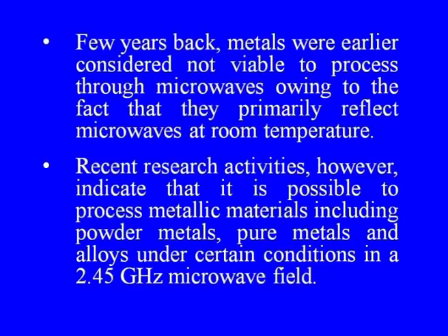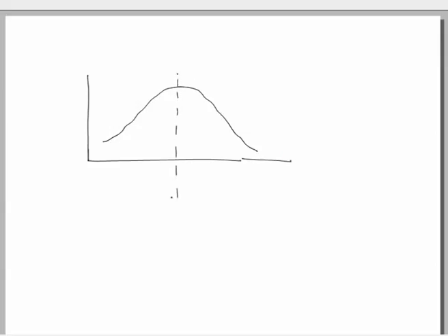A few years back, metals were considered not viable to process through microwaves, owing to the fact that they primarily reflect microwaves at room temperature. This can be explained like this. Generally, as far as the absorption of microwaves by different materials is concerned, this can be explained in terms of a very conventional bell curve.